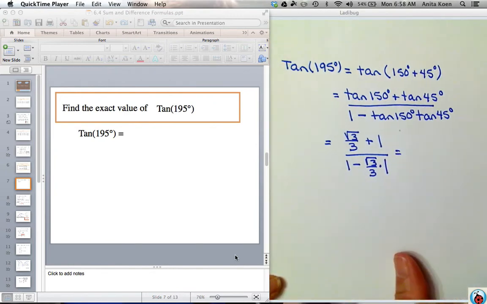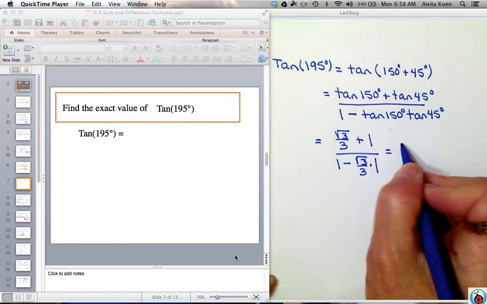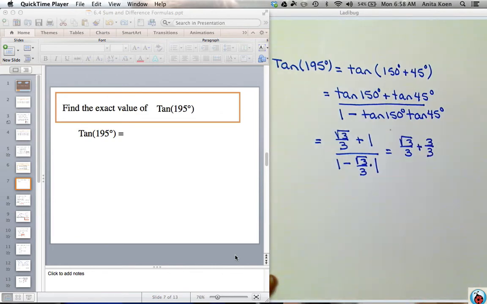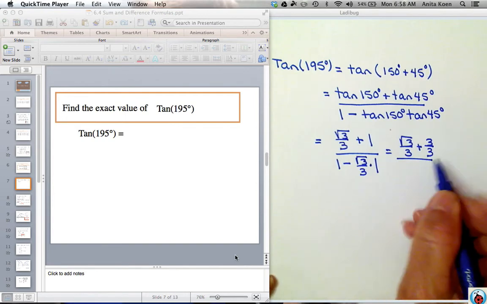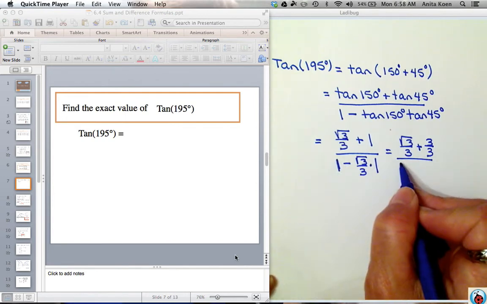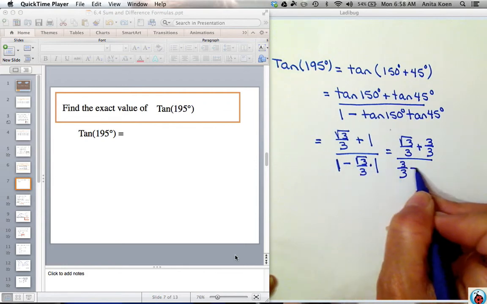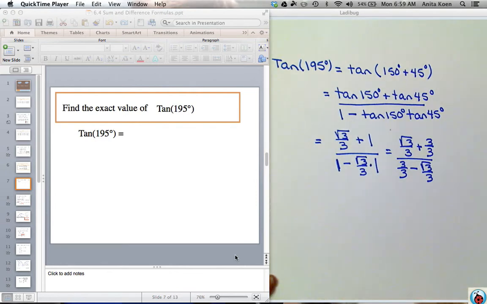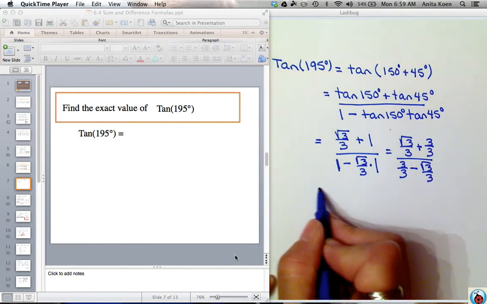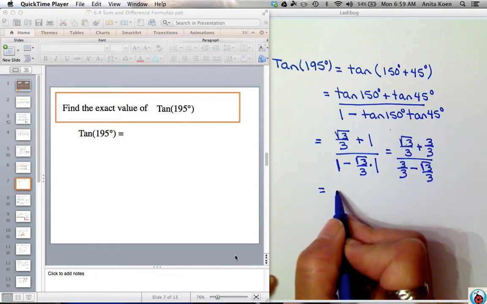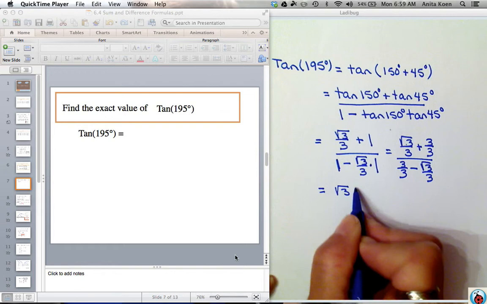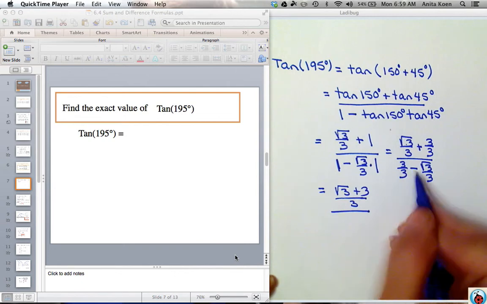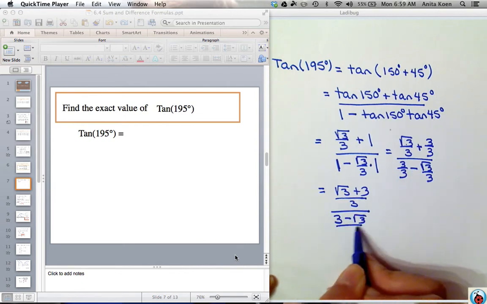Now this simplifies to the square root of 3 over 3 plus 1, but I'm going to write the 1 with a denominator of 3 so that I can add those in just a moment. And then this 1 I'm going to write as 3 over 3, because I'm going to be subtracting the square root of 3 over 3, because the square root of 3 over 3 times 1 is just the square root of 3 over 3. Now adding these together, I'm going to add my numerators, keep my denominator: the square root of 3 plus 3 over 3, divided by 3 minus the square root of 3 over 3.